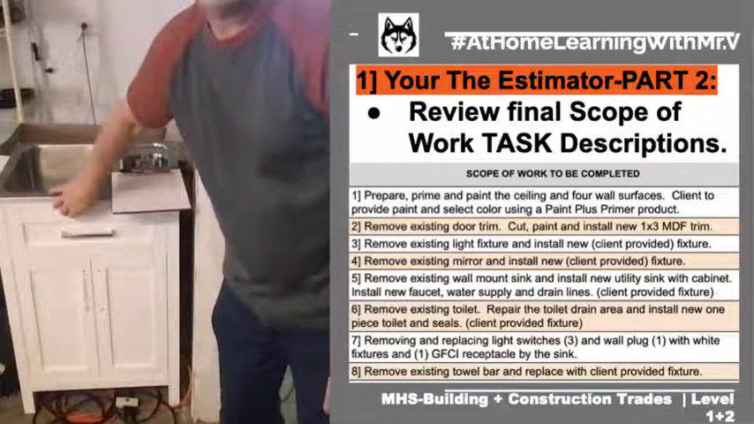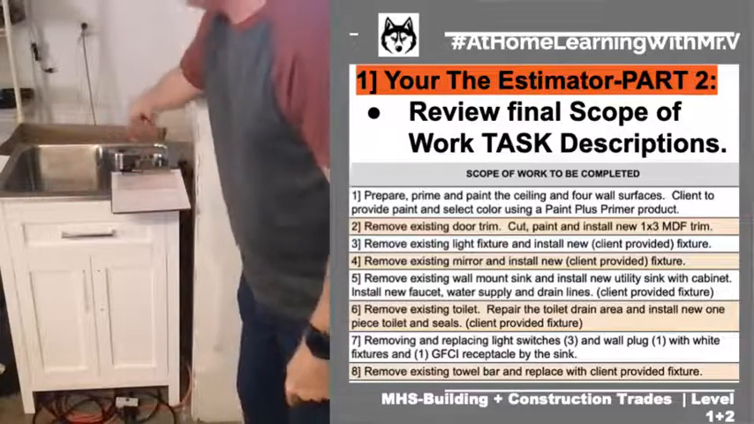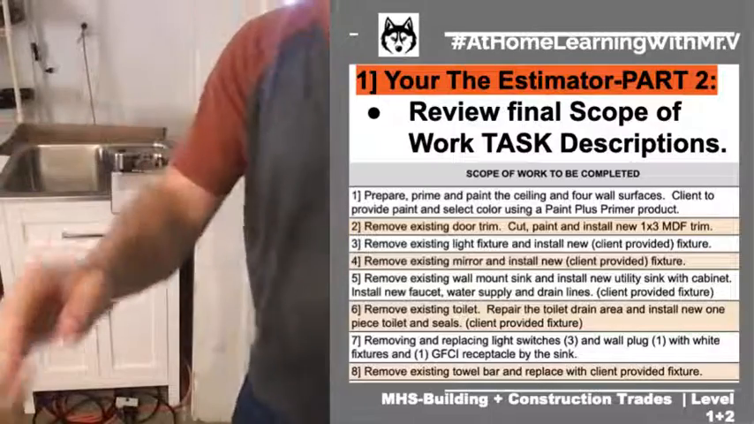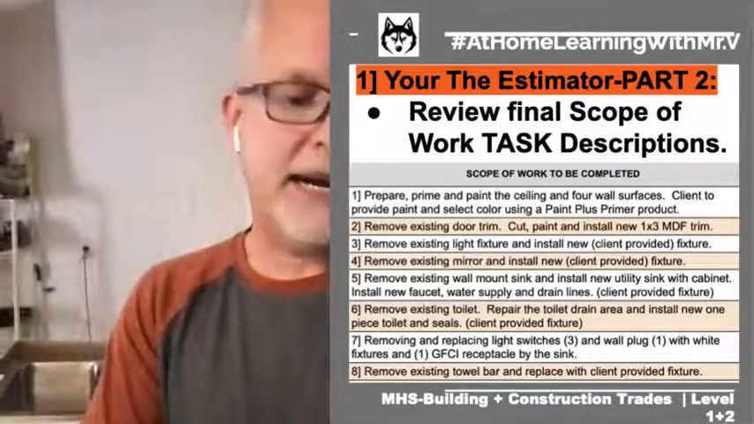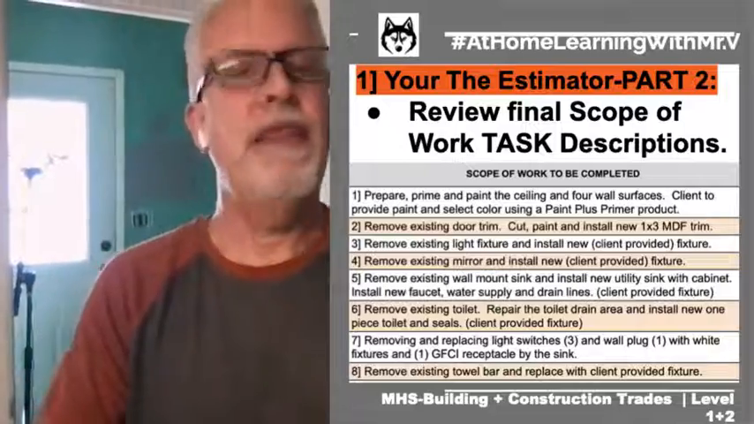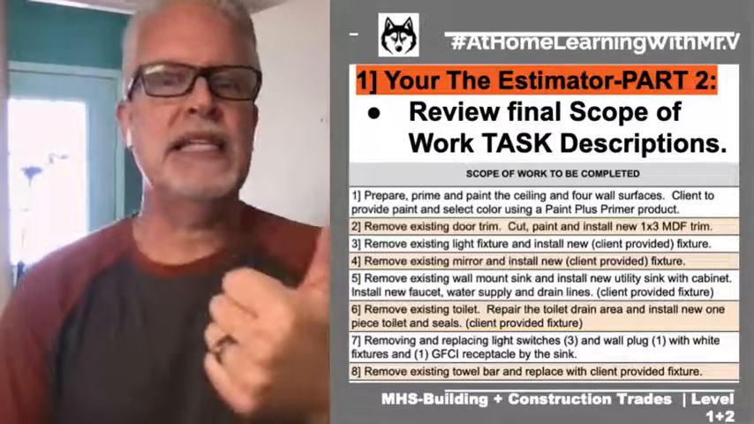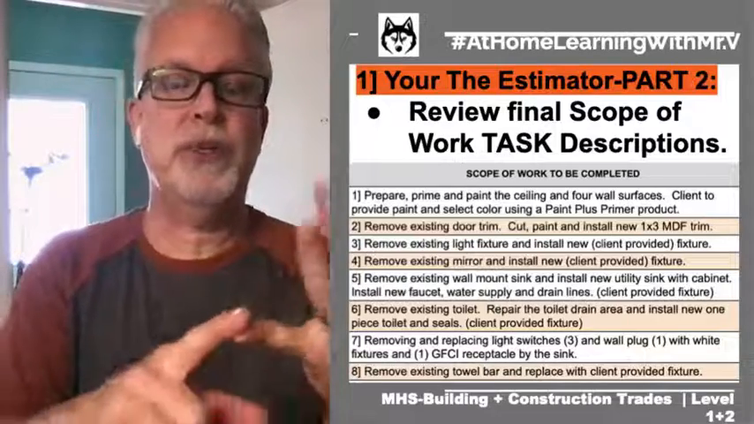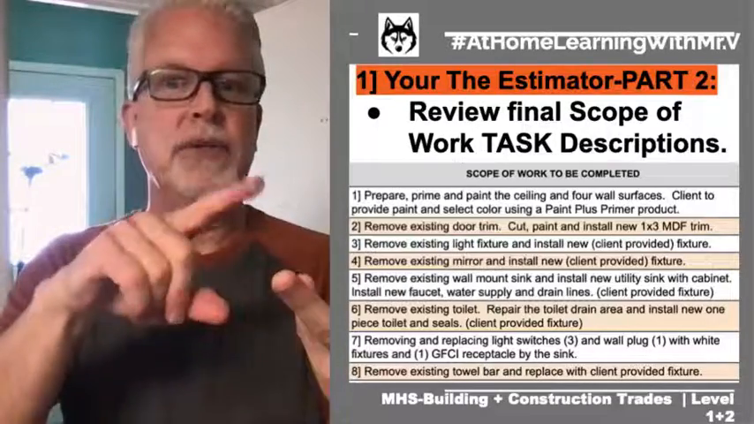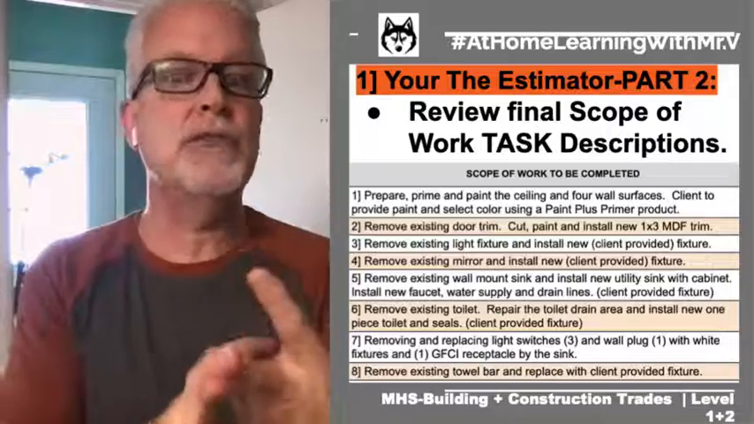So cabinet, sink, faucet's going right there. The client has purchased it, has got it on site, and so that step has been accomplished, which is good. Then it gets into some plumbing, right? We want to make sure we're putting the new faucet on. We're going to do new water supply lines and new drain lines.